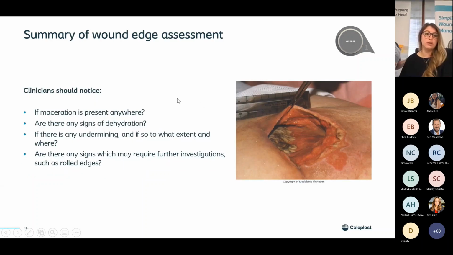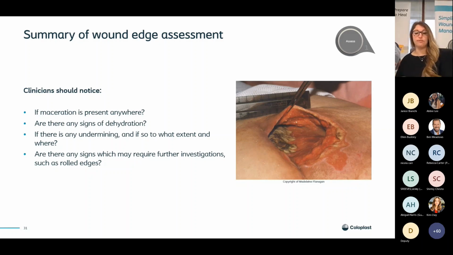So to summarise wound edge assessment, clinicians need to be noticing what tissue is present at that wound edge. Is there any macerated tissue? Are those wound edges really dry, and how do we overcome that? Is there any undermining of that wound? And if so, how deep is that undermining, and whereabouts is it?